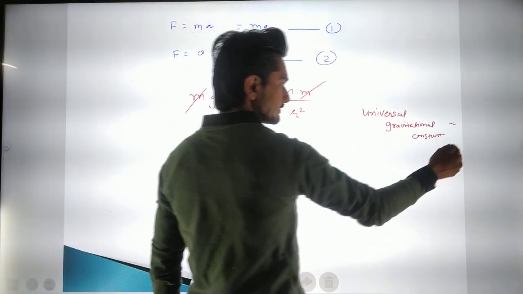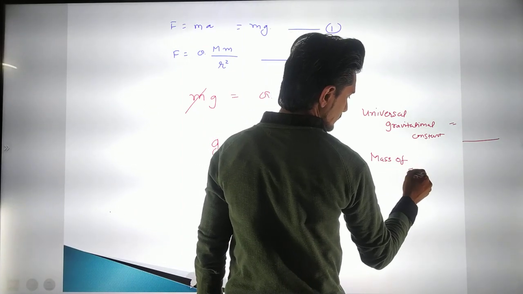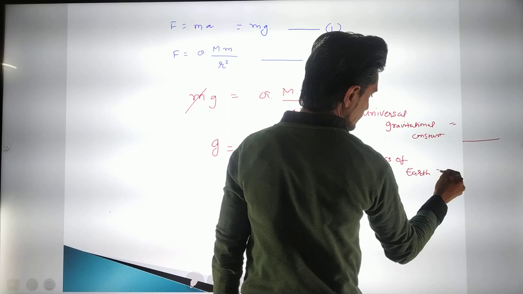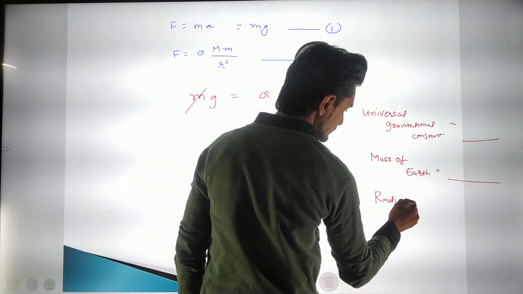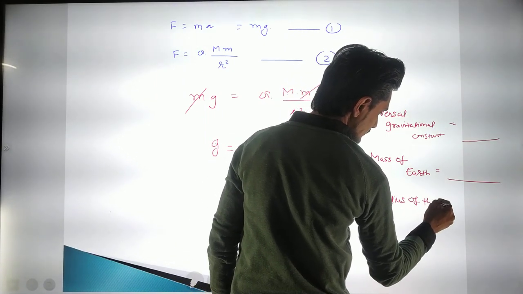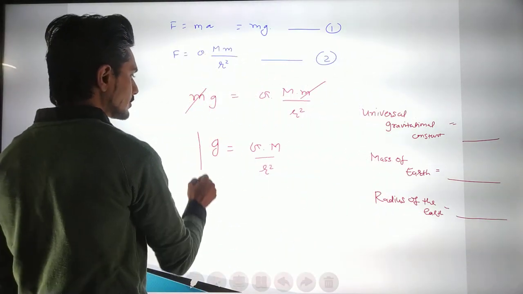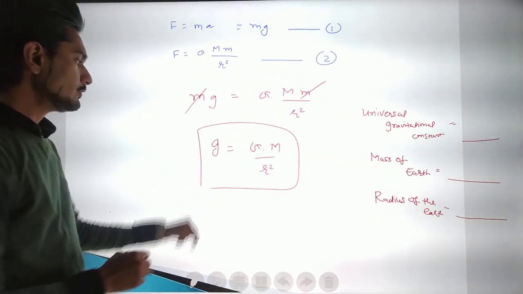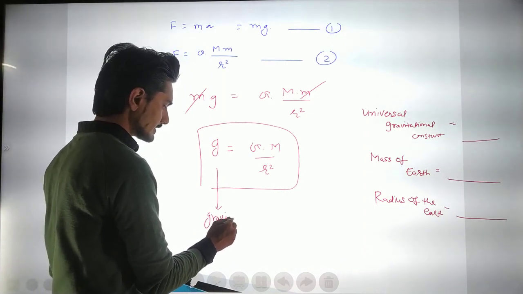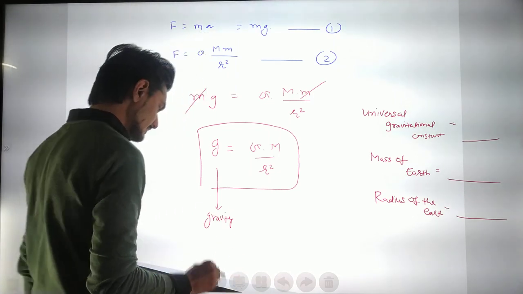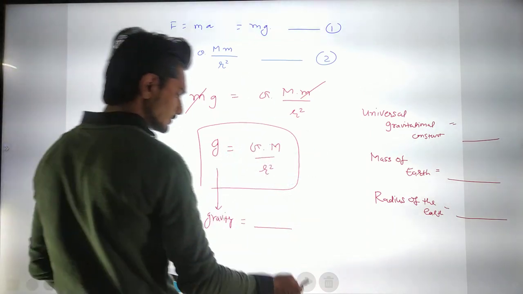So we'll have to take the value of the mass of the earth, and then the radius of the earth. Putting all the values in, we can find out the value of small g, the acceleration due to gravity. We can find that out. Now let us take that topic into discussion.